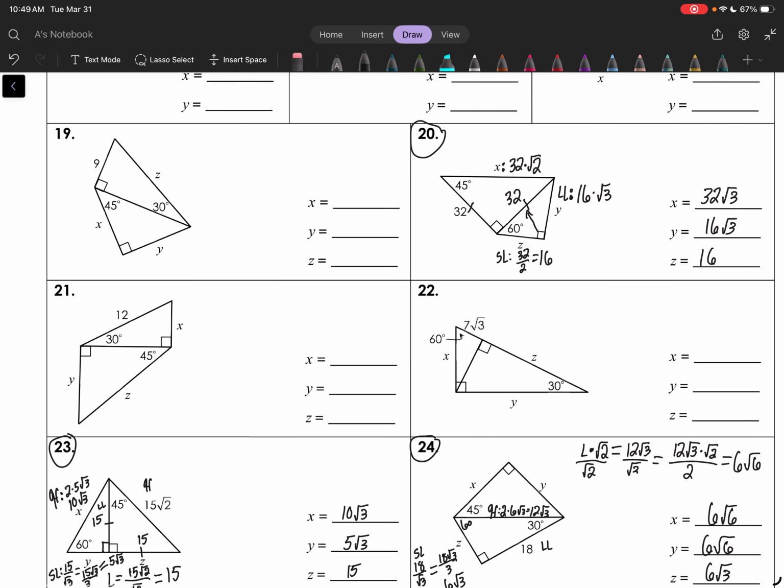Okay, try numbers 19 through 22. Here's your answer key.